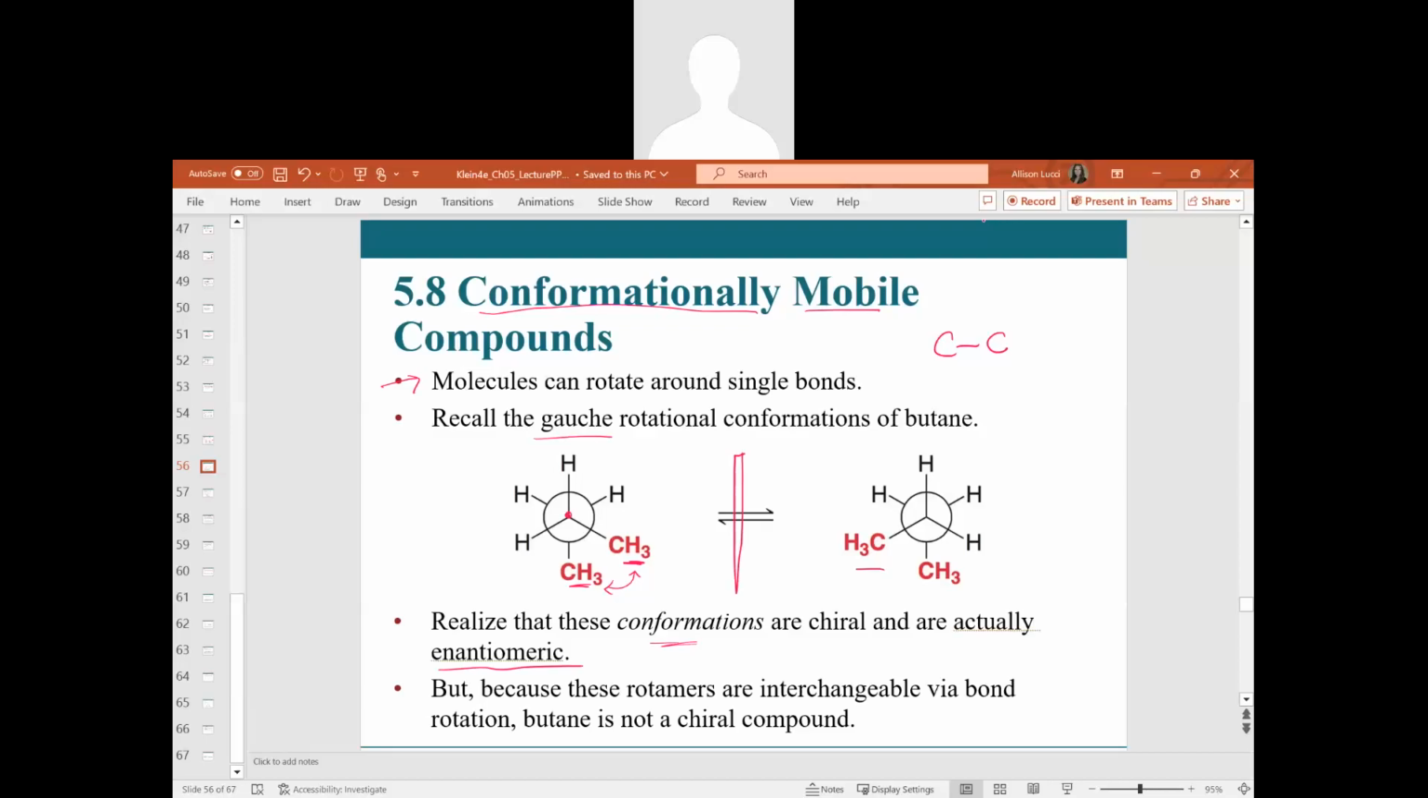But that's not the case because of this free bond rotation that exists, and these conformations aren't permanent, right? They're not stuck in either of these positions for a very long time. So these are called rotamers, or rotational conformation isomers, right? They're interchangeable through this bond rotation at room temperature. It has enough energy to do this, and therefore it would be an achiral, not a chiral compound.